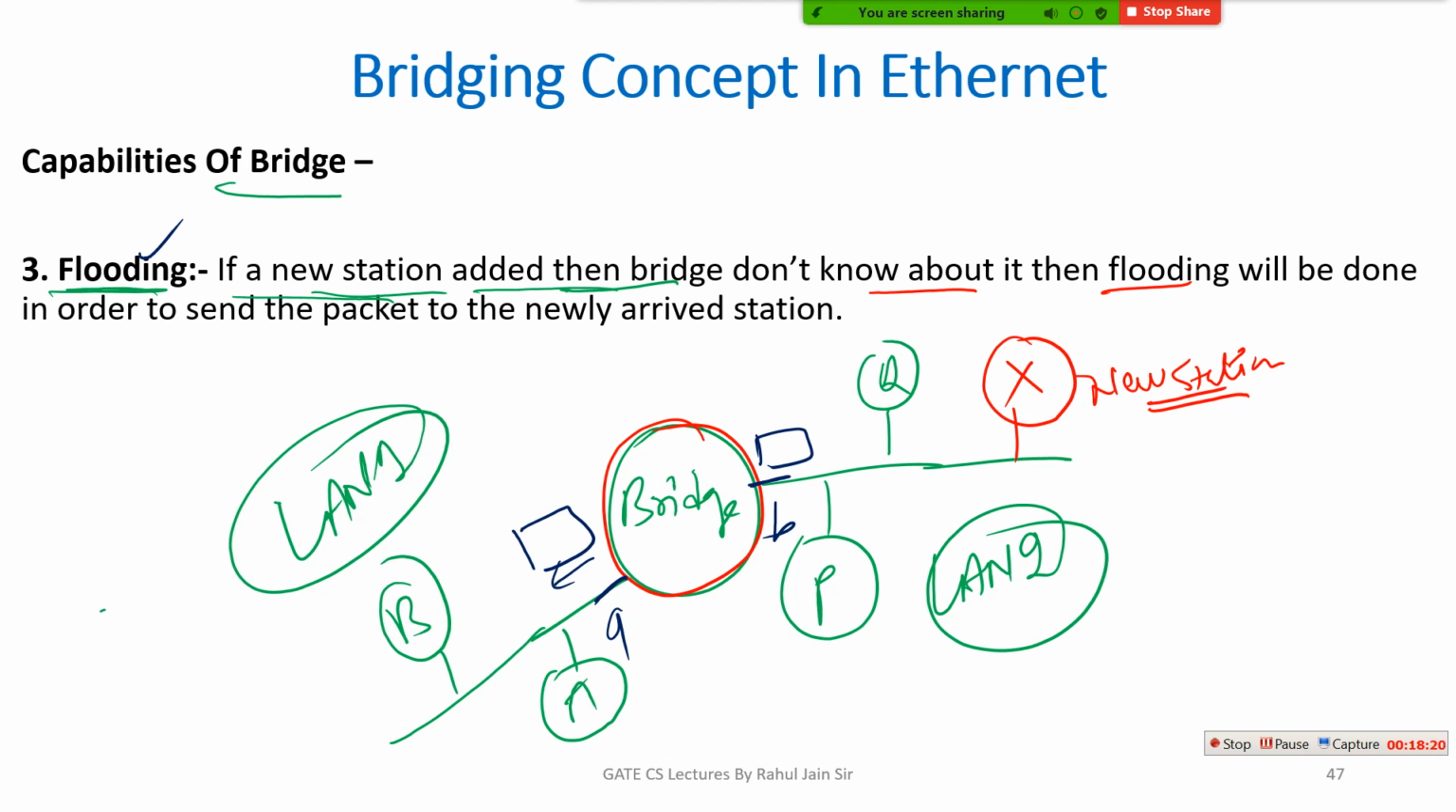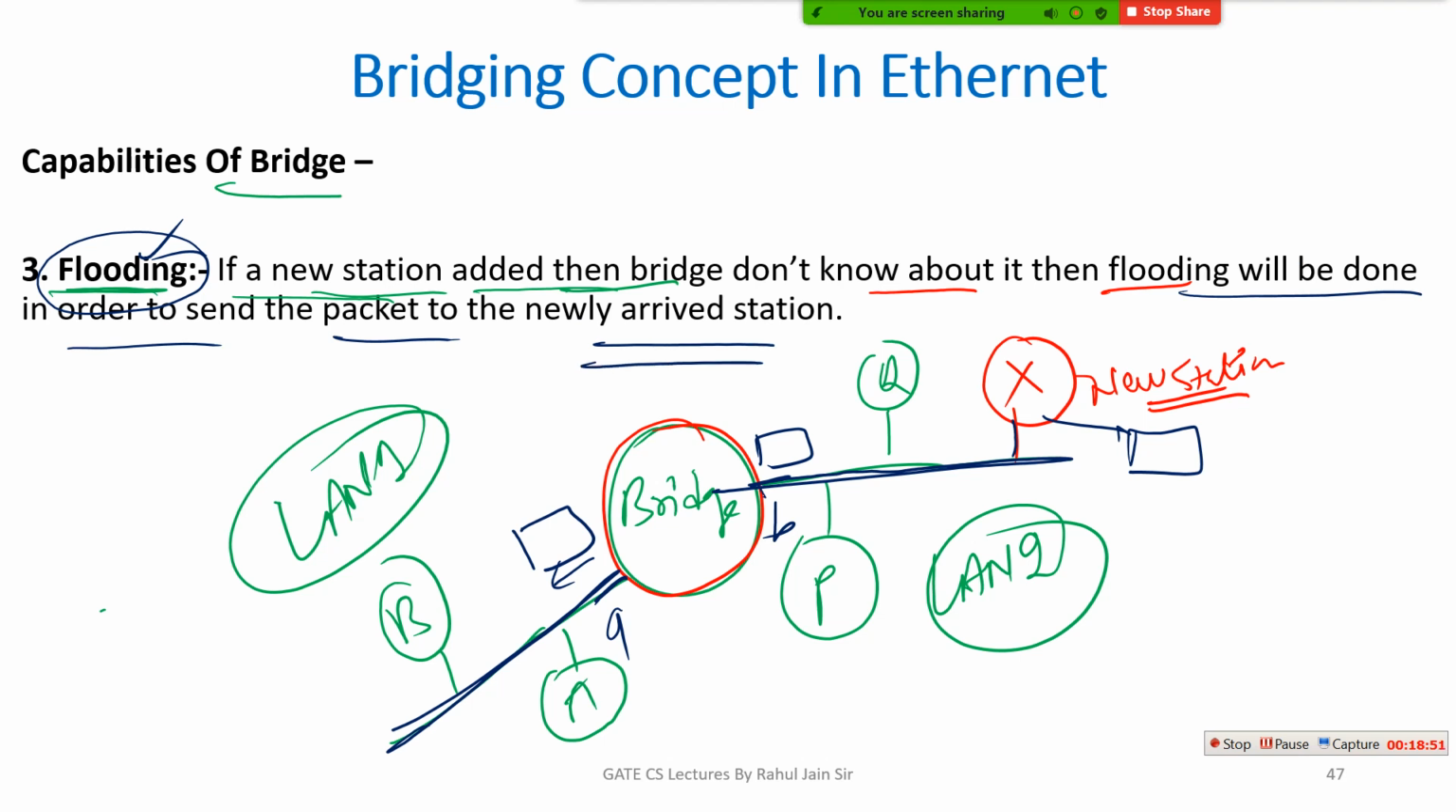So in this link, if our new station is added, it will get the packet. If this side has that new station, it will get the packet. So this is the flooding capability of the bridge. Flooding is the capability of the bridge that if a new station is added on any side or in any lane, then by using flooding we can send the packet to the newly arrived station, right? So flooding is done in order to send the packet to the newly arrived station.